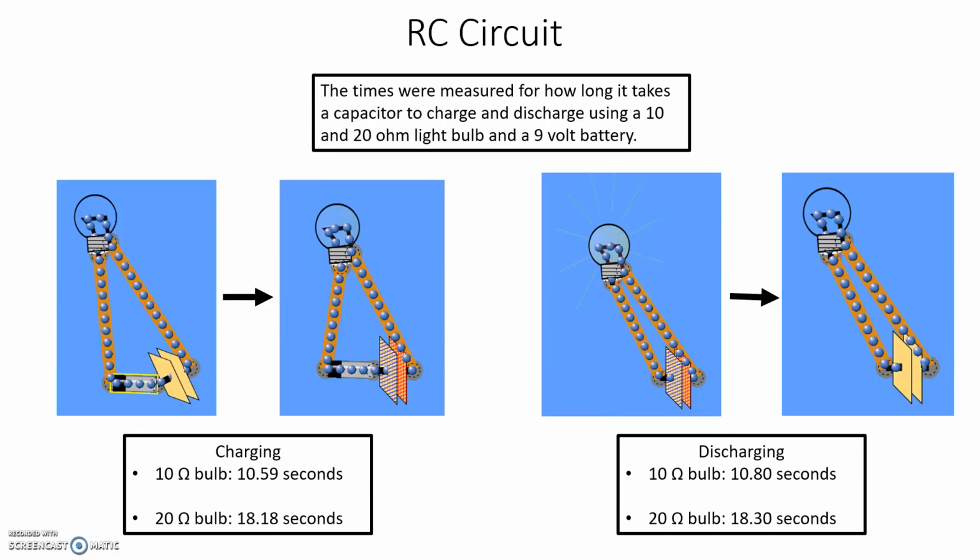The times are measured for how long it takes a capacitor to charge and discharge using a 10 and 20 ohm light bulb and a 9 volt battery. The charging capacitor of the 10 ohm bulb took about 10 seconds and the 20 ohm bulb took about 18 seconds. The times are similar with the discharging of the capacitor with the 2 different bulbs.